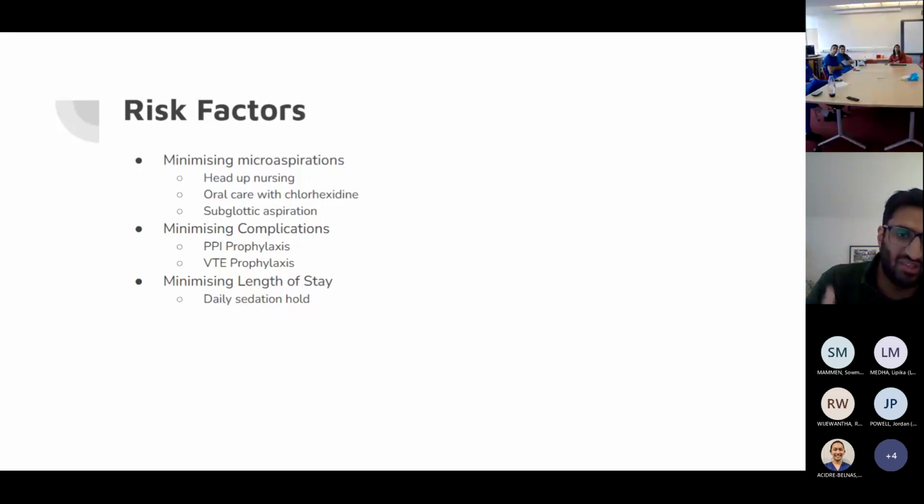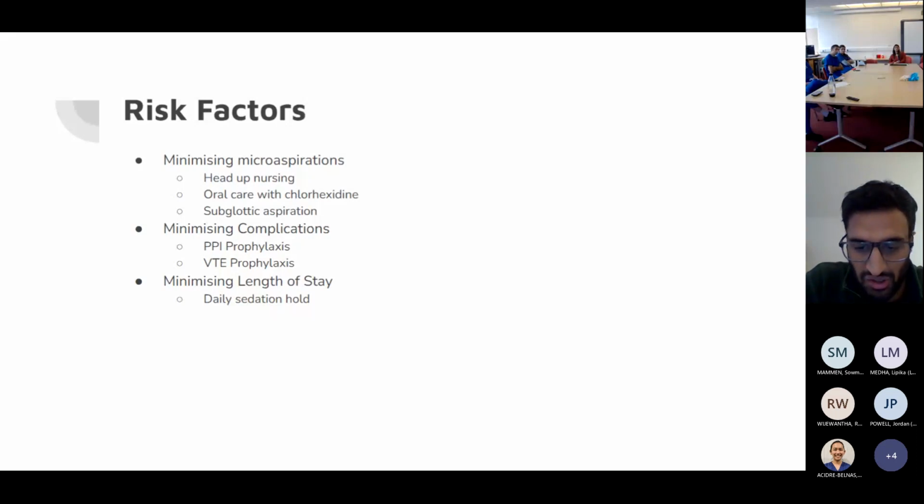So 3 things that we can look at there are making sure that we're nursing our patients in the head up position, so around about 30 degrees, making sure that the oral hygiene is good, washing with chlorhexidine, and that's on the first page of the drug chart, those 2 little boxes there that you prescribe, that's your chlorhexidine mouth care prescription, which is important that we all do.